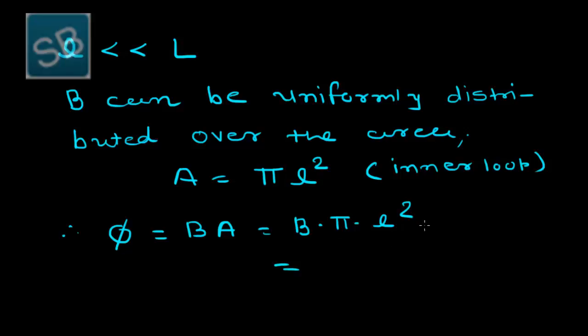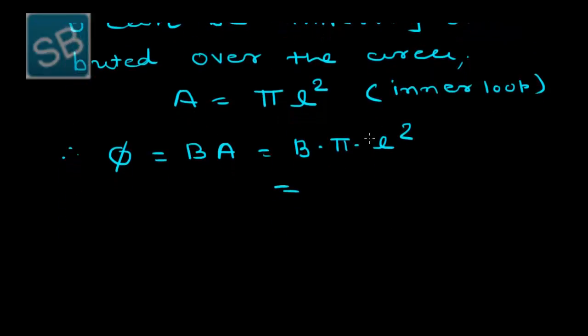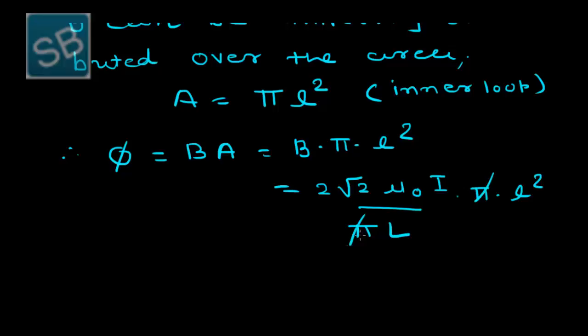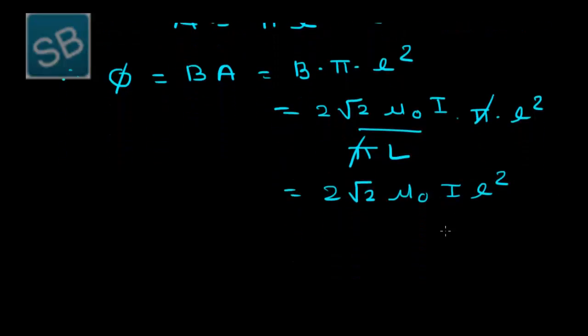So the value of B is with us, so I am directly writing 2 root 2 mu 0 I divided by L into, here there was a capital L, and with the introduction there was a pi. So pi into L into pi into L square. So this pi gets cancelled out. So here 2 under root 2 mu 0 I L square, and this whole term is divided by capital L. So this is the magnetic flux of the inner loop.